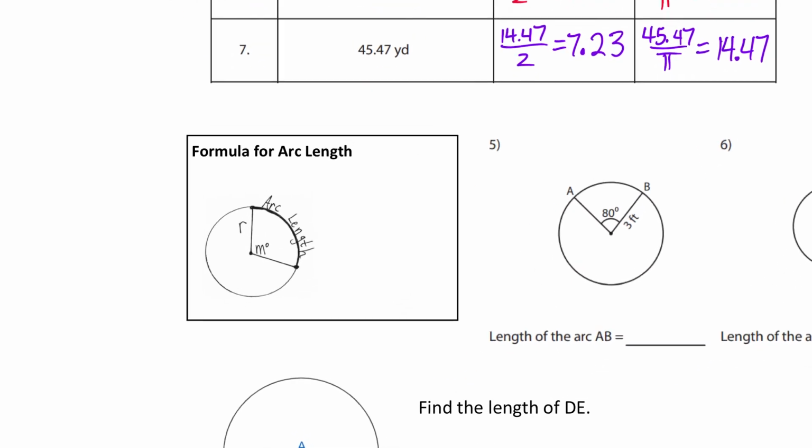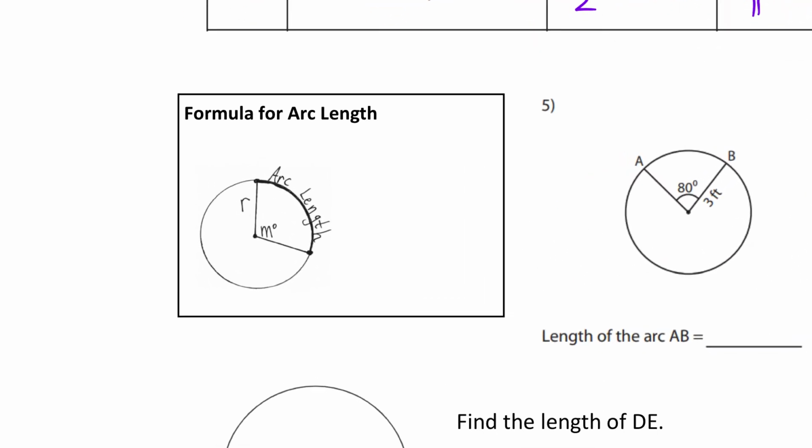Okay, next one asks about the formula for arc length. Here's the formula. 2 pi r times m over 360. Two times pi times r times m over 360. That's the way I write the formula. Other teachers probably write it a little bit different, but that's the way that I write it.